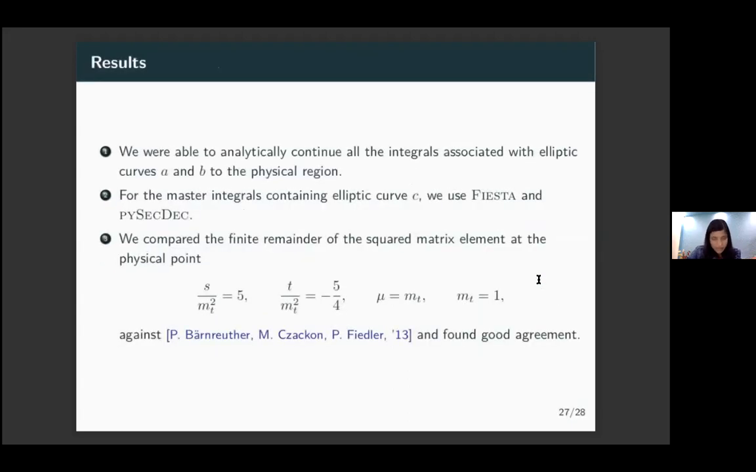So to summarize the results, we were able to analytically continue all the results which involved the elliptic curves A and B to the physical region. For the master integrals containing elliptic curve C, we used Fiesta inside PySecDec, and we compared the finite remainder of the square matrix element at the physical point, which was this. This is the physical point, and we compared it against another group which did an independent calculation, and we found quite good agreement.